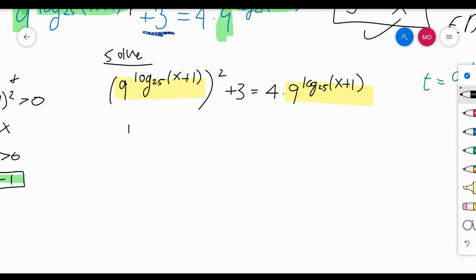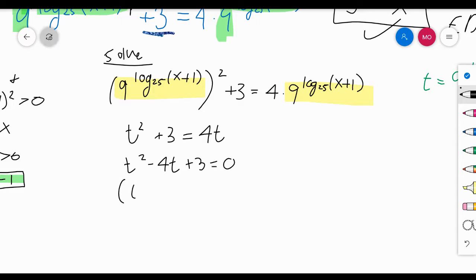All right, so this is t squared plus 3 equals 4t. Let's rearrange. Now you can solve for it. You can do the discriminant if you want. If you do the discriminant, you should get two potential values of t. So you should have 1 and you should have 3. Given that, we're going to go ahead and substitute back.